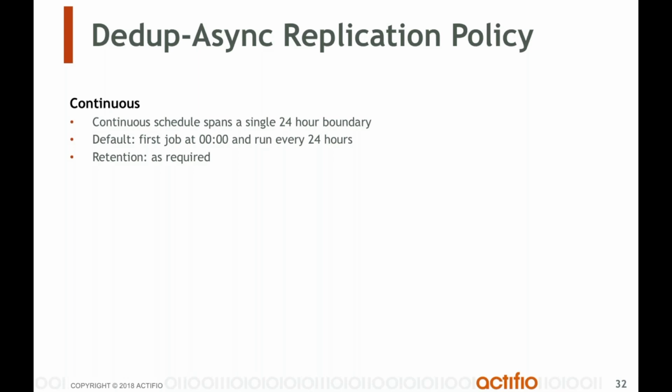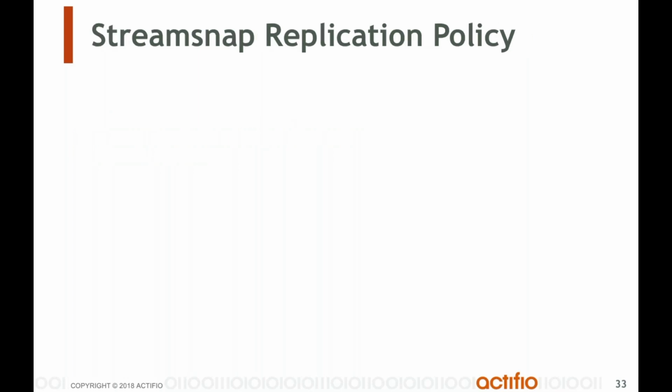Streamsnap. So Streamsnap is a replication of the snapshot data to the remote appliance without any deduplication taking place. It does require a high-quality network, and you can provide RPOs, recovery point objectives, as low as 1 hour. The Streamsnap policy, though, is specifically tied to the schedule of our snapshot policy.